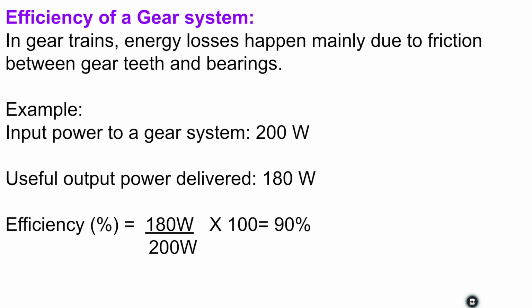In gear trains, energy loss mainly happens due to friction between the gear teeth and the bearings. So an example of this might be the input power of a gear system might be 200 watts, and the useful output power might be 180 watts. So in the formula, we would say that you get 180 watts over 200 watts times 100. This would be a 90% efficiency.